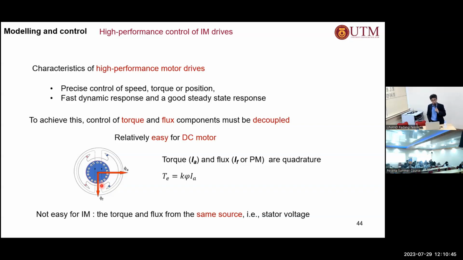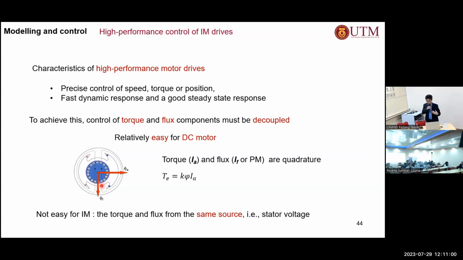I'm not sure whether you understand that, but if you have studied DC machines before, then you know what I'm talking about, which is the brushes and the commutator, which maintains the positions of the torque and the flux component of the DC machines, which make the control a lot easier.